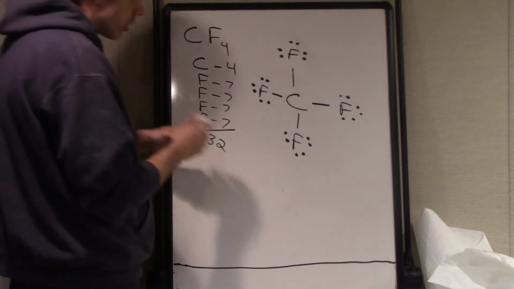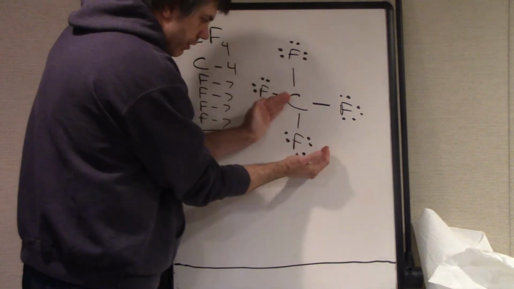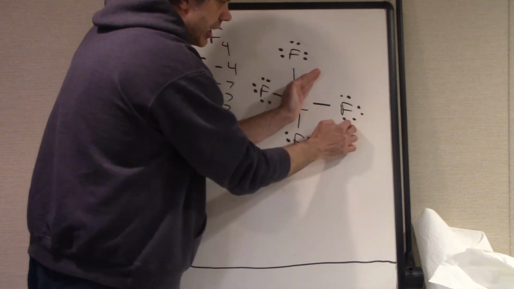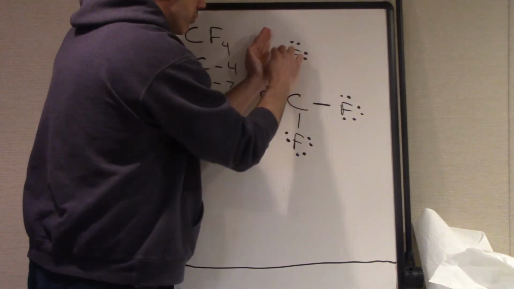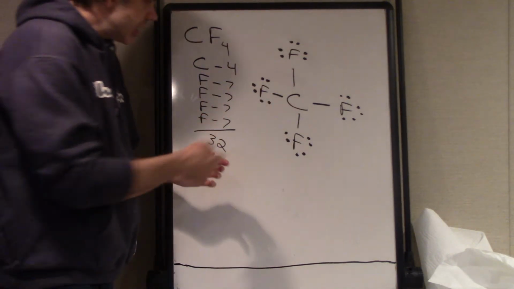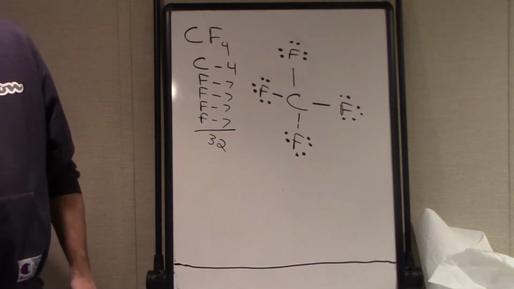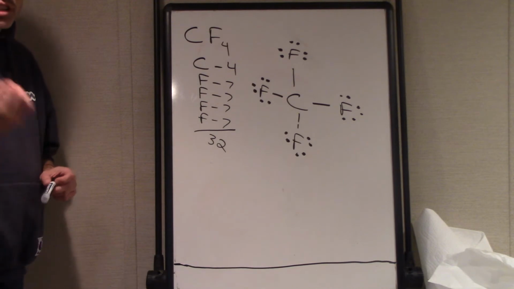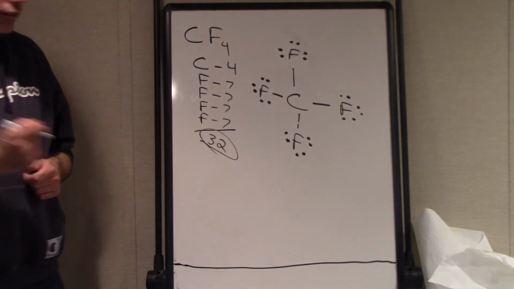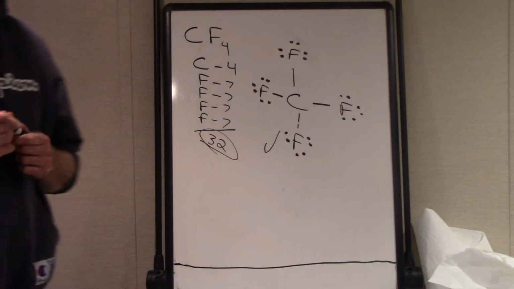So I'm going to start with the fluorine. This fluorine, 2, 4, 6, 8 around it. This fluorine, 2, 4, 6, 8 around it. This fluorine, 2, 4, 6, 8 around it. This fluorine, 2, 4, 6, 8 around it. You want to check the central atom as well. That central atom, the carbon, 2, 4, 6, 8 around it. Each of our atoms has 8 electrons around it. It's satisfying the octet rule. We also have the correct total number of valence electrons. So this is going to be the correct Lewis structure for that.